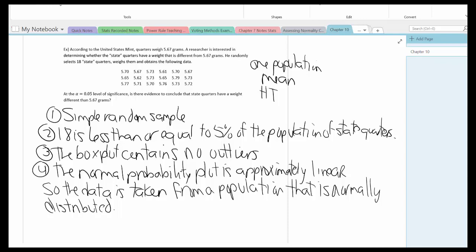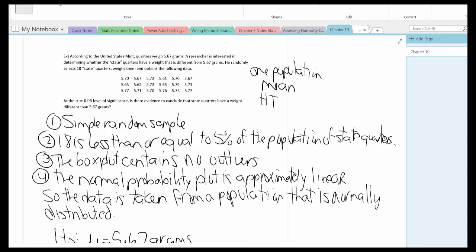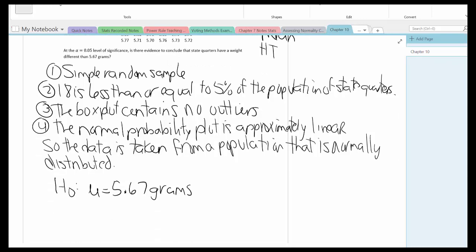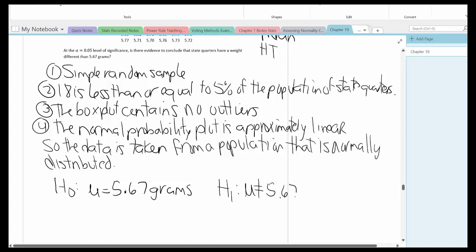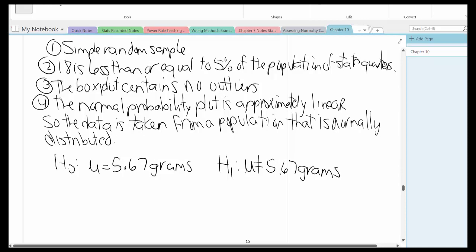Okay. Now that we've done the conditions, let's write out the null and alternative hypotheses. So the null will be, again, don't forget your unit of measurement. Now, let's look for keywords here. A weight that is different, that tells me the alternative hypothesis is going to be written like this. Okay, so now let's go to the calculator and figure out how to do this type of problem.